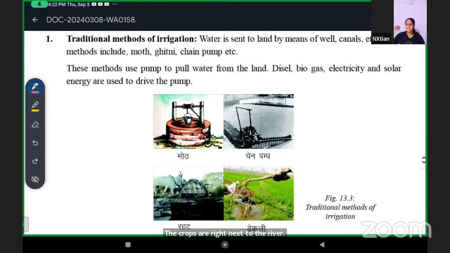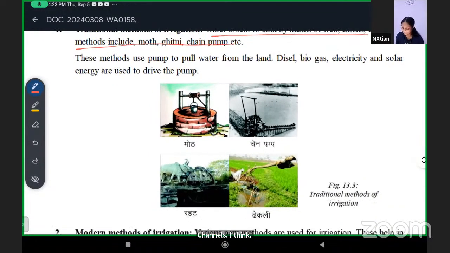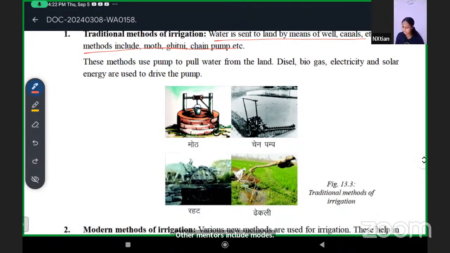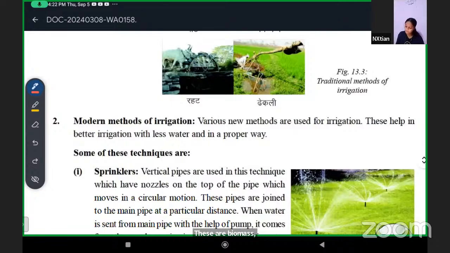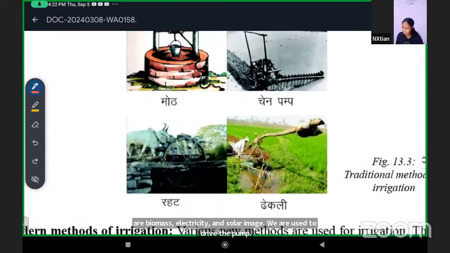Okay, so we'll talk about some traditional methods. Now, water is sent to the land by means of wells, canals, etc. Other methods include mhote, chain pump, steam pump, etc. These methods use a pump to pull water from the land. Diesel, biogas, electricity, and solar energy are used to drive the pump. Okay, so these are some methods.